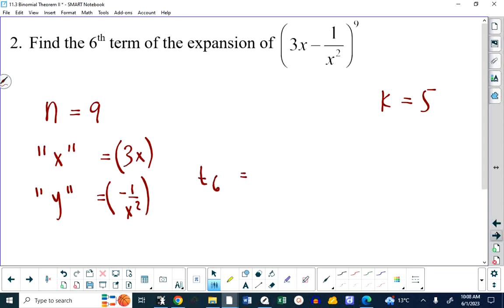T6, k plus 1, if you want to put the k plus 1, you can, is 9 choose 5, 3x raised to the 9 minus 5. You can get in the habit of subtracting these exponents to put the result up there. You don't have to do it the way I normally do. And this is to the 5.